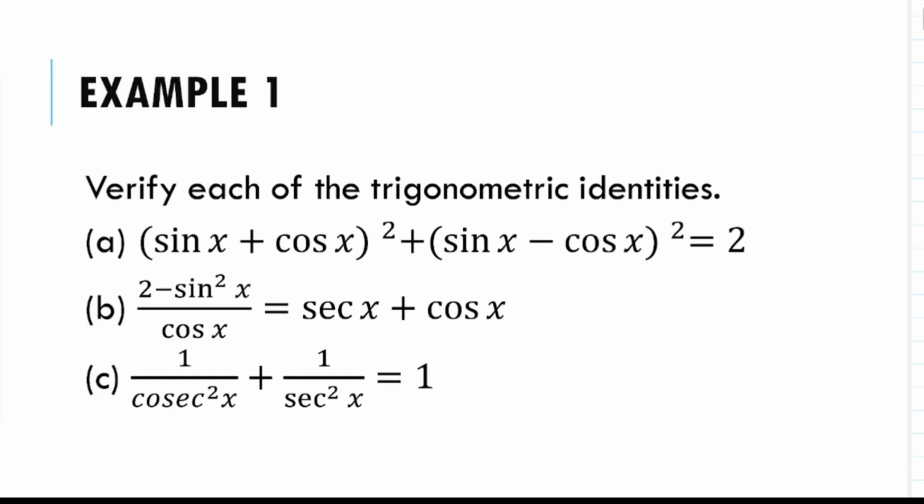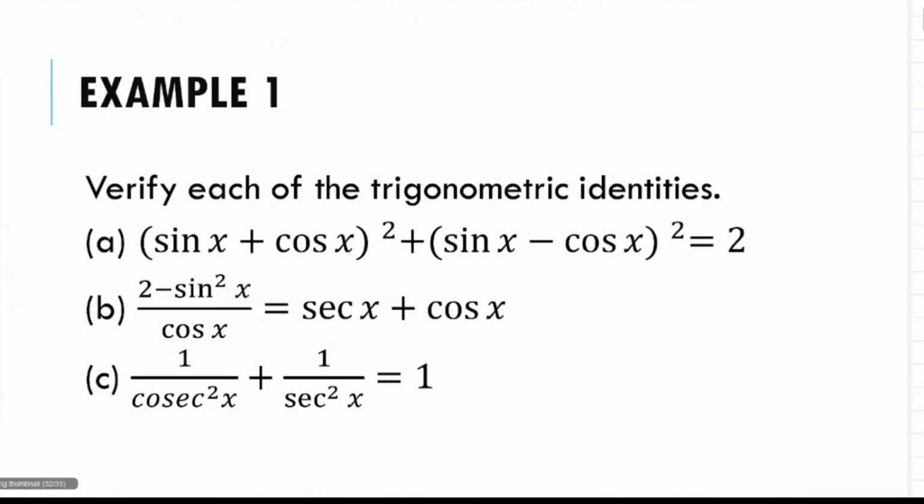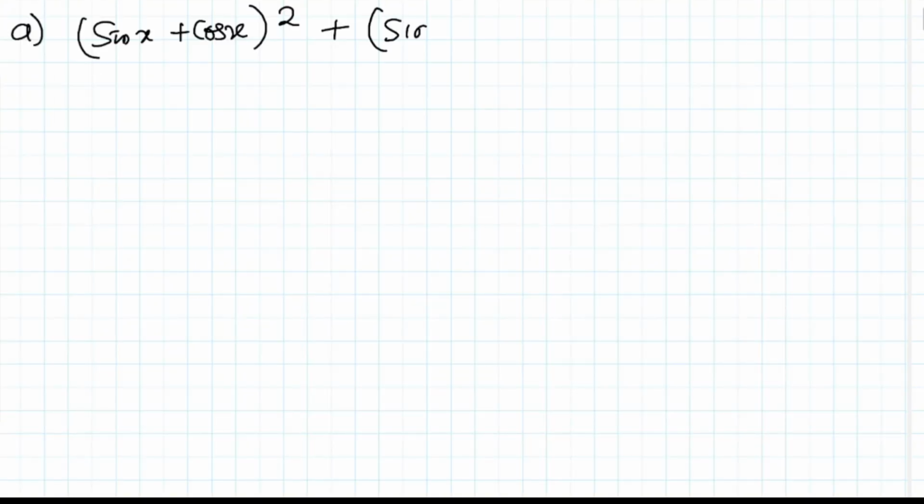Example 1. Verify each trigonometric identity. So we have the first one, A: (sin x + cos x) all squared plus (sin x - cos x) all squared equals 2.